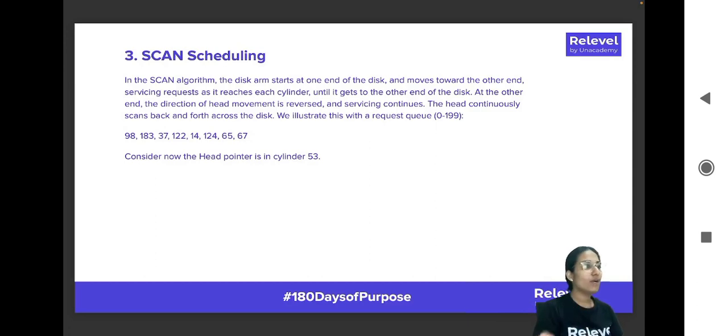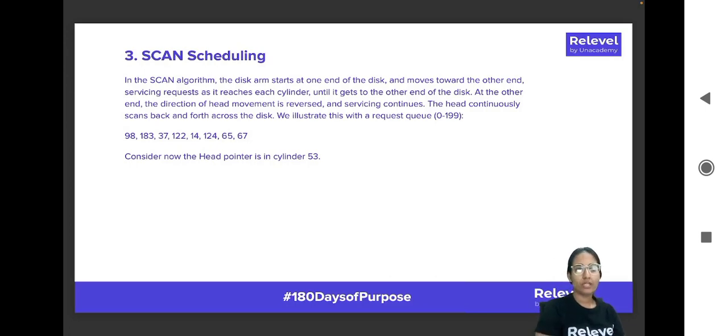So in scan, the disk moves in a particular direction and it services whatever requests come in its path in that direction. After reaching the very end of the disk, it reverses its direction and starts servicing the requests which are in the path of the other direction. So this algorithm works kind of like an elevator. That's why this is also known as the elevator algorithm.